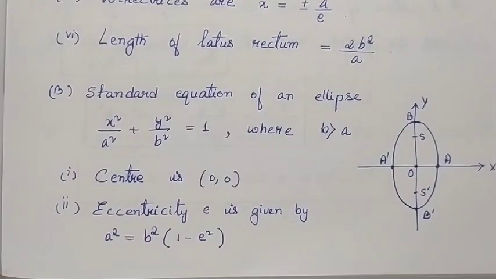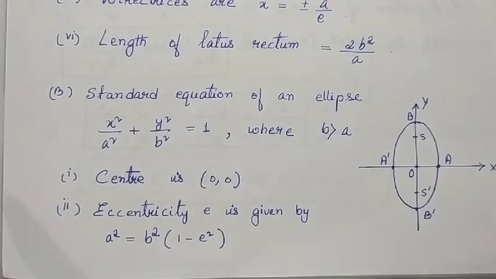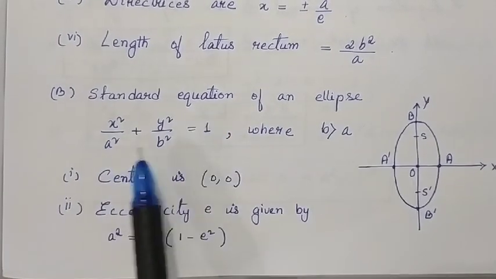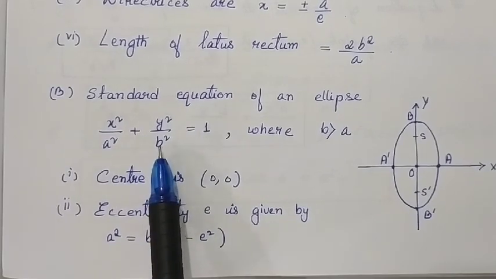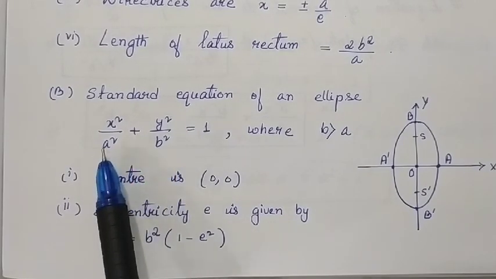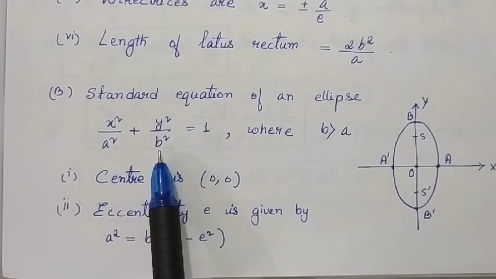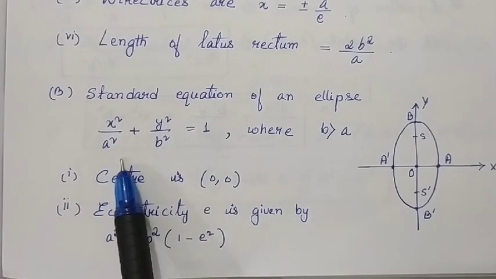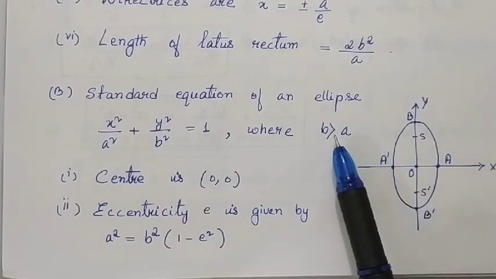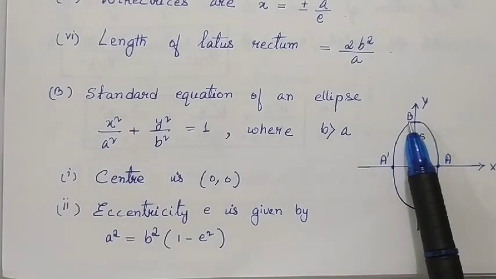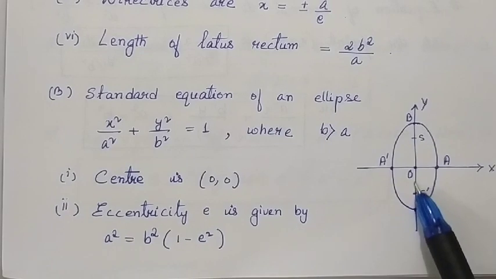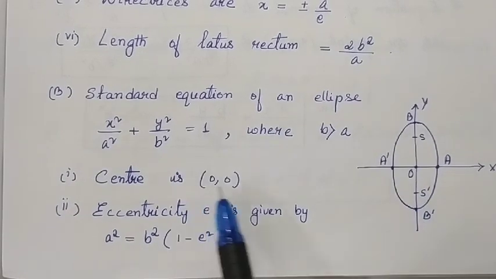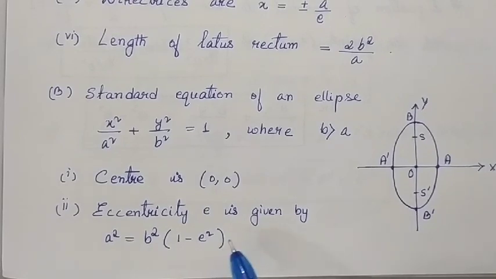We have another form of ellipse. We have the same form, but here in this equation b will be greater than a. In the previous equation a was greater than b. Here b will be greater than a. So since b is greater than a, the major axis will be the y-axis and the minor axis will be the x-axis. The center and eccentricity will be the same as the previous one.